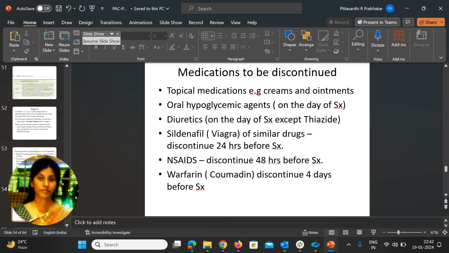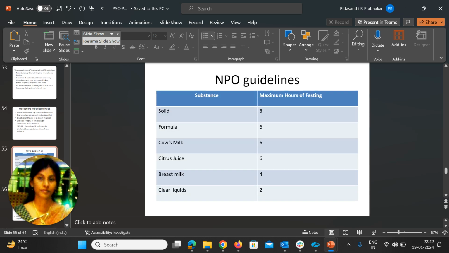The medications to be discontinued are topical medications like creams and ointments, oral hypoglycemic agents on the day of surgery, diuretics on the day of surgery except thiazide, sildenafil or similar drugs discontinued 24 hours before surgery, NSAIDs discontinued 48 hours before surgery, and warfarin discontinued 4 days before surgery.